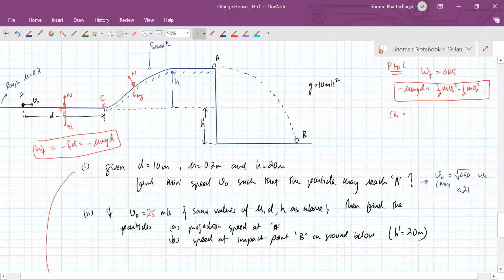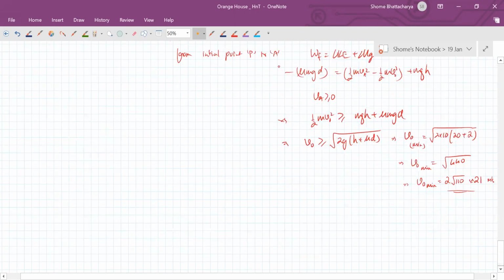Then C to A, what is happening? The work done is zero because there's no friction, and work done by normal reaction is zero. So change in kinetic energy plus change in potential energy is zero. So half m vA square minus half m vC square plus mgh is equal to zero. If you now combine these two equations to get the relationship between vA and v naught at the point P, you will get the equation we have written below.